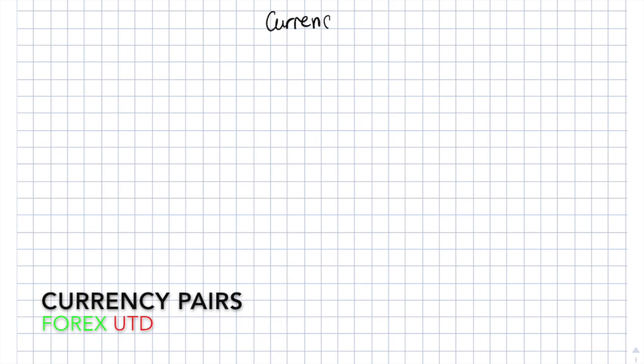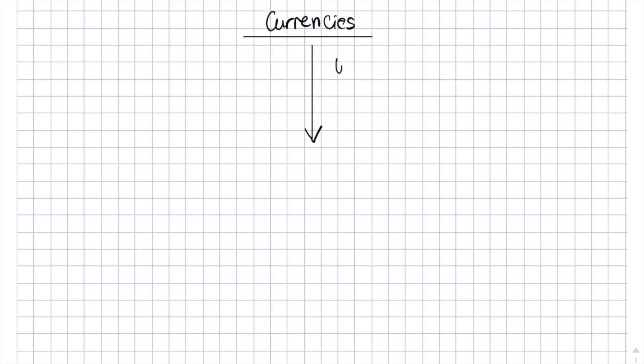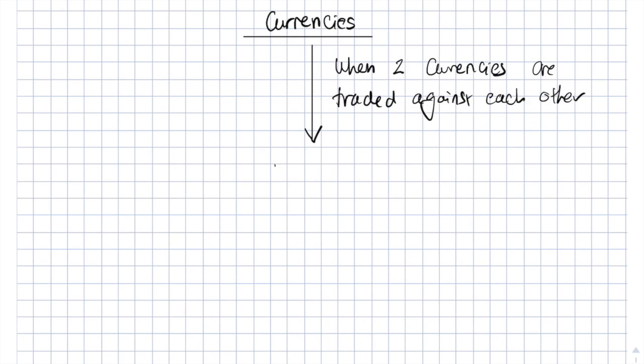In this video I'll be explaining what currency pairs are and explaining four types of currency pairs. Let's get started. When we say currency pairs, we refer to when two currencies are traded against each other. So we could be referring to when the euro is traded against the US dollar, that's a currency pair. The pound against the Canadian dollar, that's another currency pair.